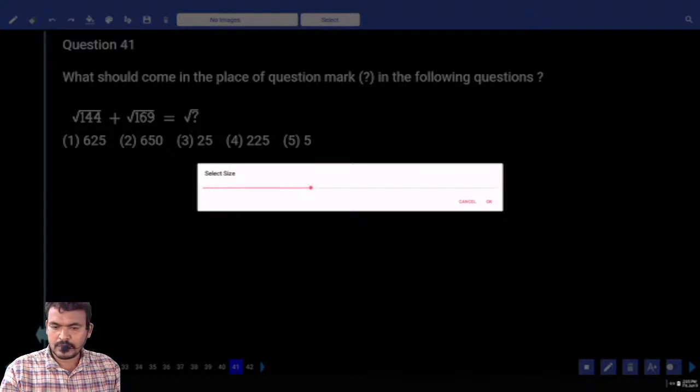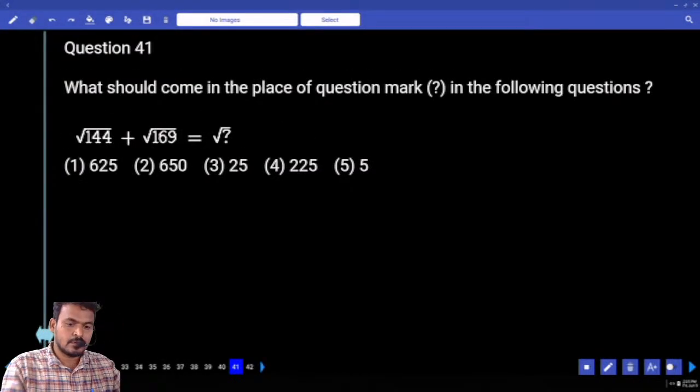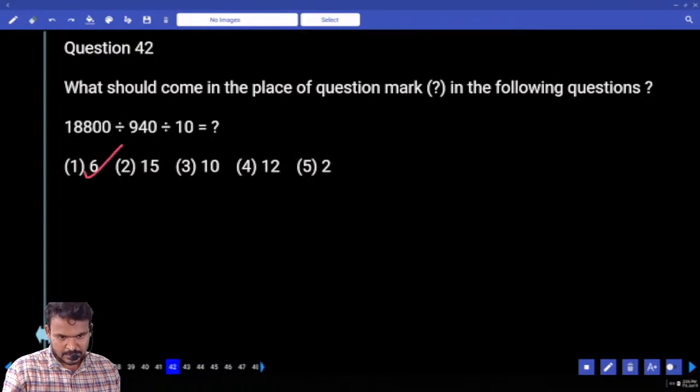What is the first one? Square root of 144 is 12, square root of 169 is 13. 12 plus 13 is 25. 25 squared is 625. Next question, number 42.